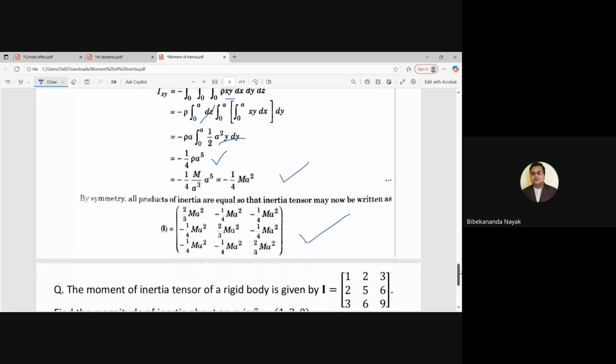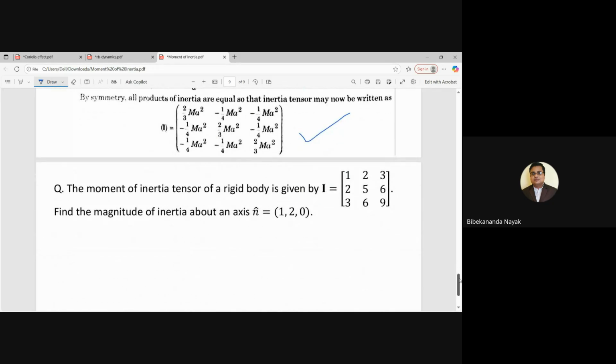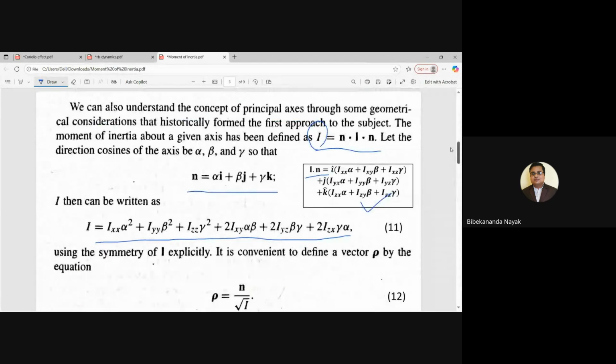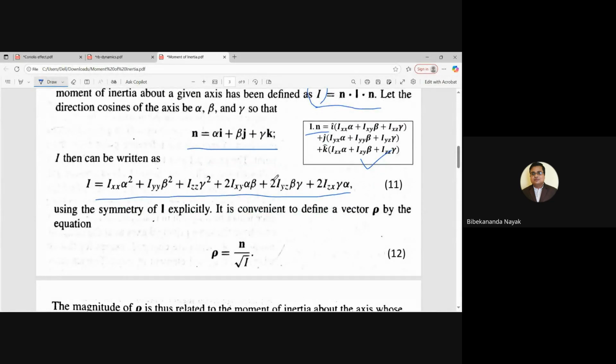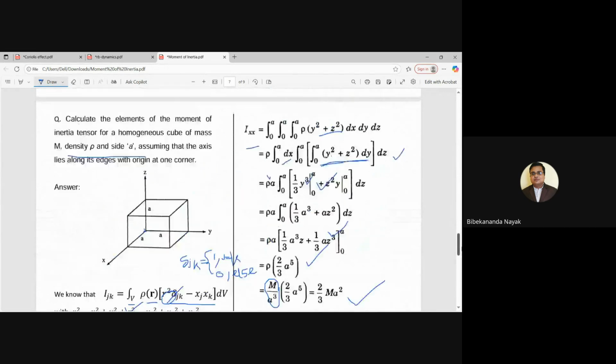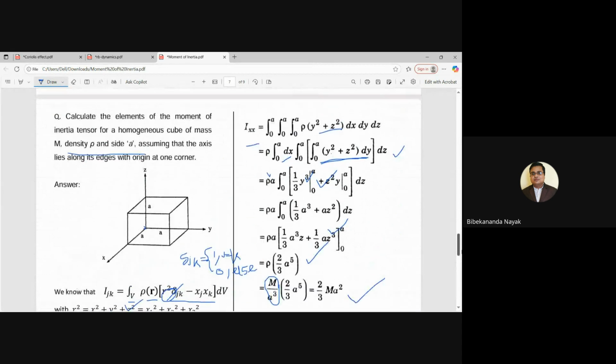There are also some problems. n cap is given. You have to find I dot n using the formula. Using this formula you can try to calculate I. This is all about moment of inertia, and this problem is very important, mostly asked in your examination. Next, we go for Euler equations and other things.